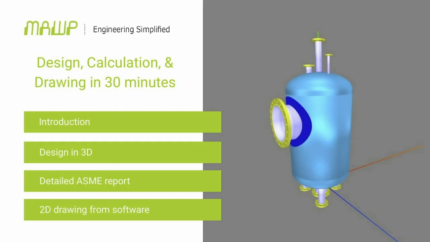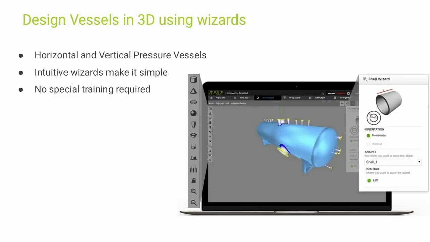MAWP is a cloud-based software for pressure vessel design. You can design your horizontal and vertical vessels with all the typical components like cylindrical and conical shells, heads like dished ends, hemispherical, ellipsoidal, or toruspherical, nozzles with reinforcement pads, flanges, saddles, legs, and stiffener rings. The whole interface is in 3D. You can easily point and click with easy to use wizards for data input.